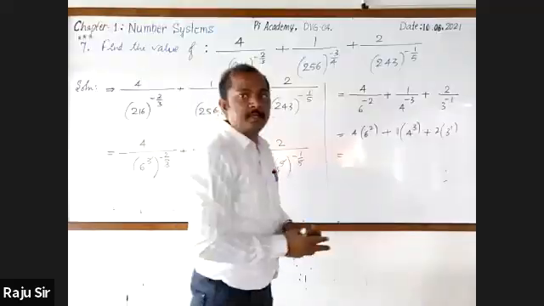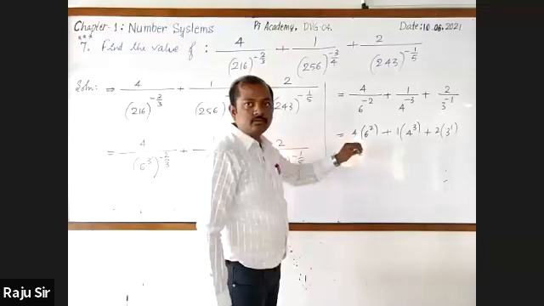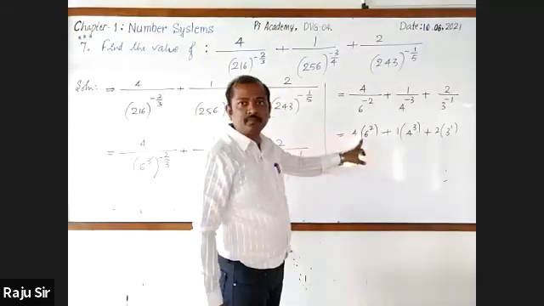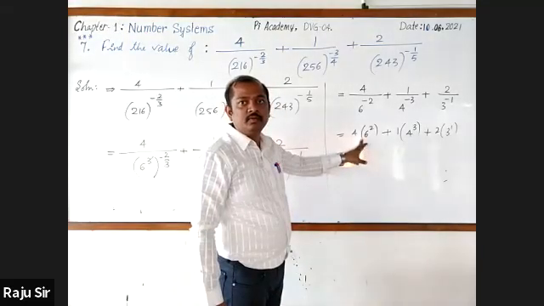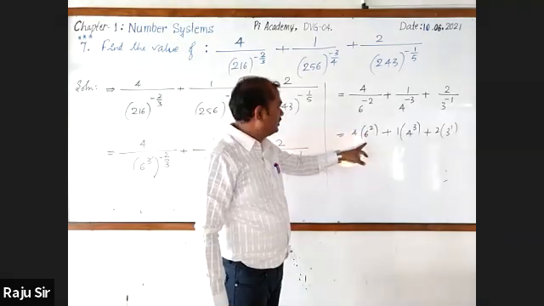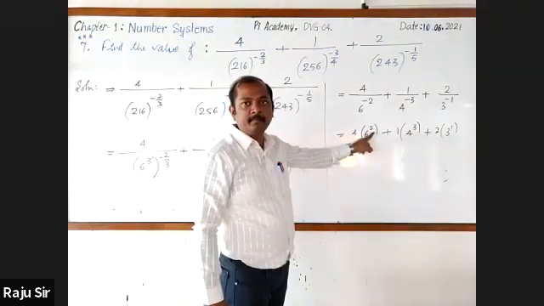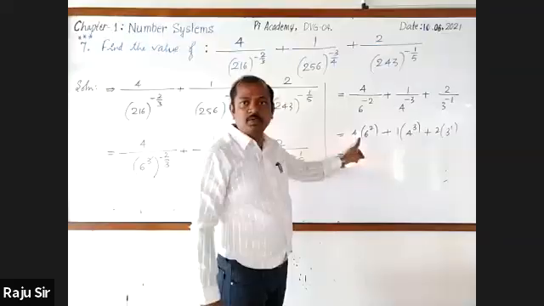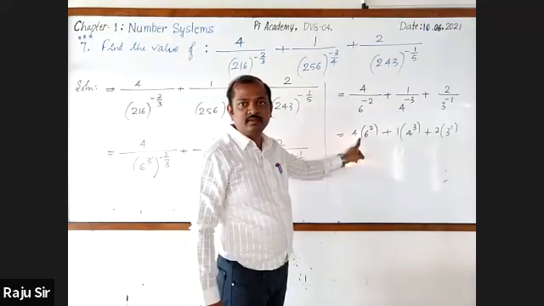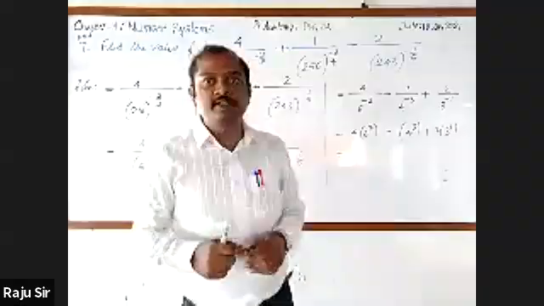Observe. Don't copy, just observe. That you tell. What is 6 square? 36. 36 fours are? 144. Very good. My calculation is enough.